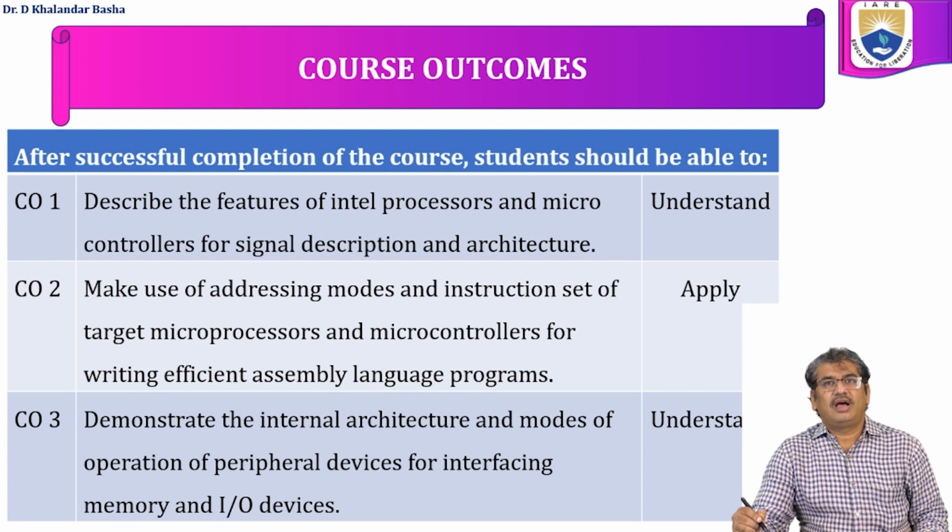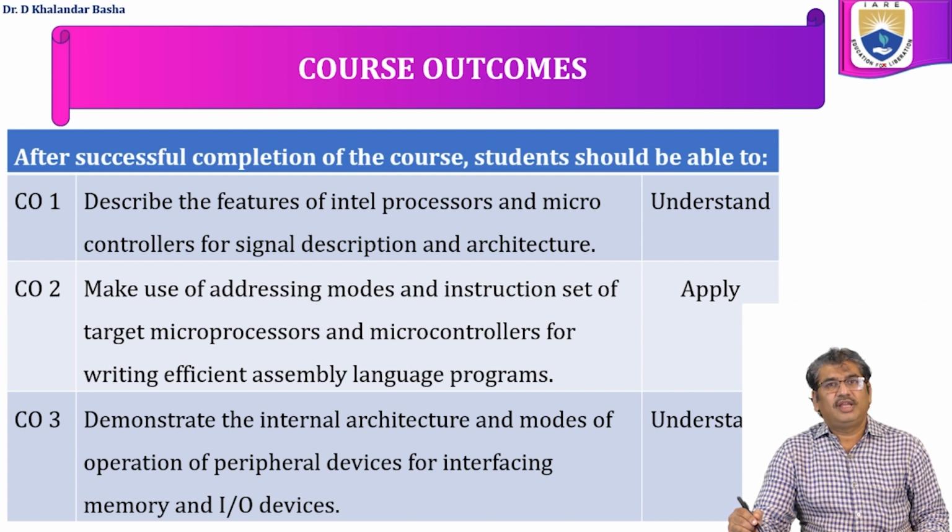The course outcomes. After successful completion of the course, the student should be able to get the following outcomes. The first course outcome is describe the features of Intel processors and microcontrollers for signal description and architecture. The Bloom taxonomy level is understand. The course outcome 2 is make use of addressing mode and instruction set of target microprocessors and microcontrollers for writing efficient assembly language programs. Here, the Bloom taxonomy is apply level.